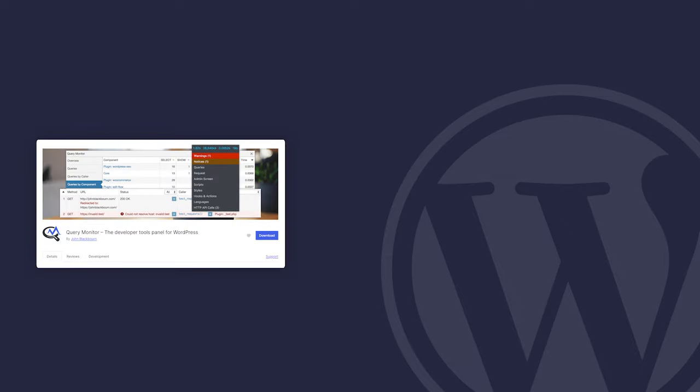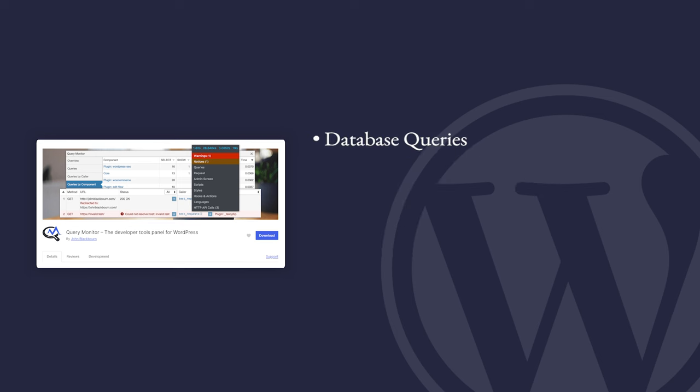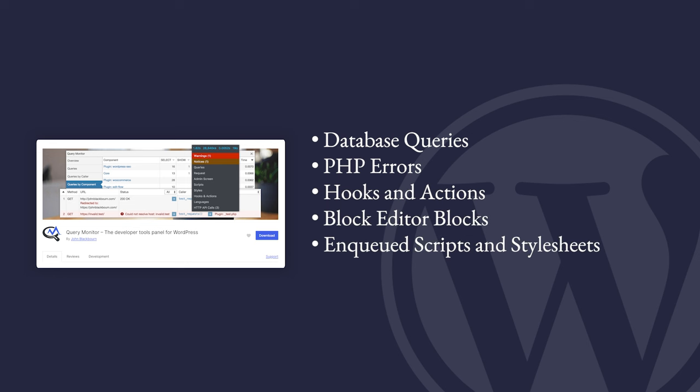Another option is Query Monitor, which also adds a debug menu to the admin bar and displays information about the current page request. Query Monitor enables debugging of many things, including database queries, PHP errors, hooks and actions, block editor blocks, enqueued scripts and styles, HTTP API calls, and more.